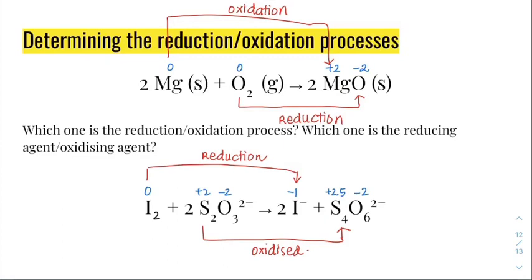So you have to be able to understand which process is the reduction and which process is the oxidation. And if you ask, sir, is it possible to have both reduction processes or both oxidation processes? The answer is no, it's impossible. If you encounter something like that, there's a possibility that we were not calculating the oxidation state correctly, therefore we fall into a wrong conclusion.